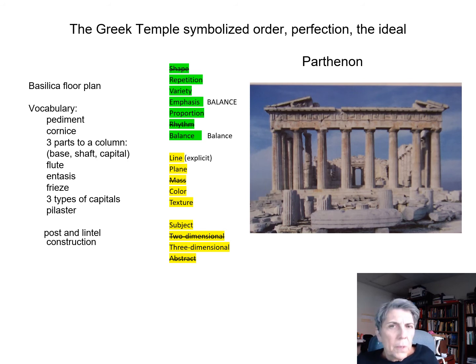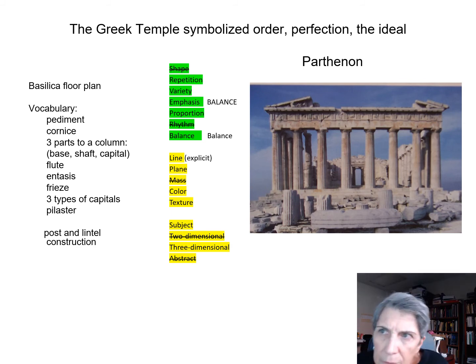This construction is post and lintel, and that means this is the post, that's the lintel, like the framing of a house today with 2x4s, and that just means use of gravity. This lintel on top of this post, gravity pushing down. That's going to be important later. The subject is a temple.